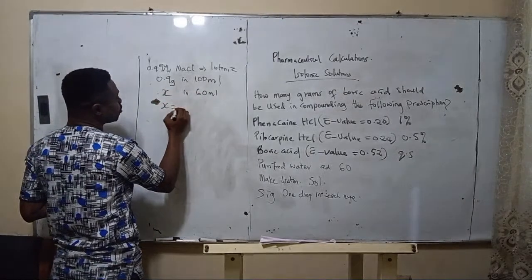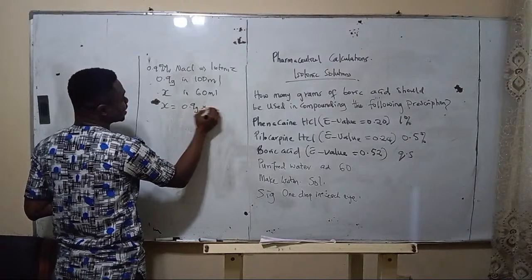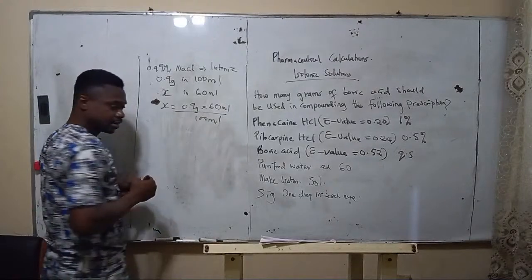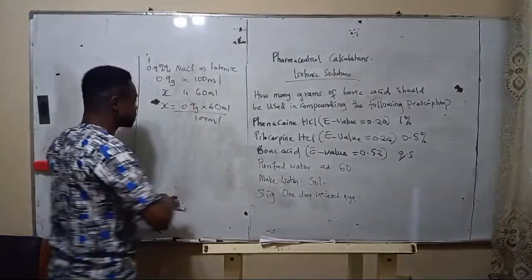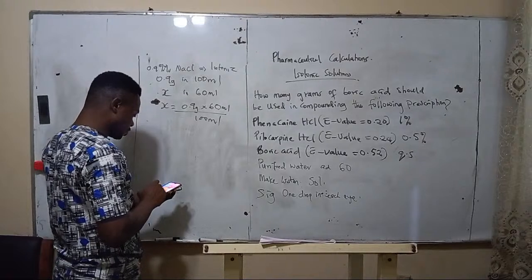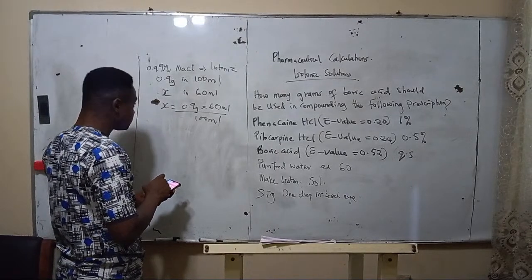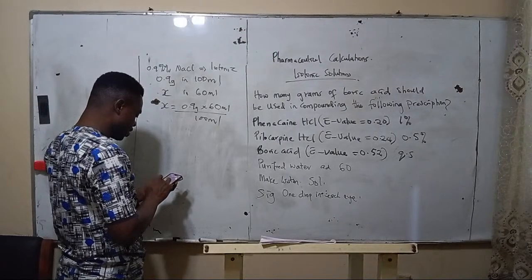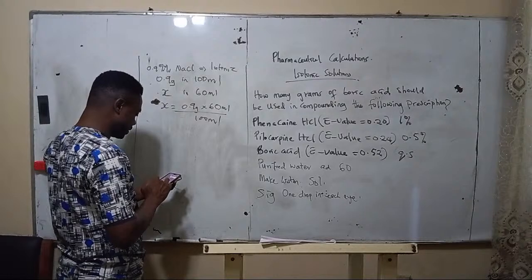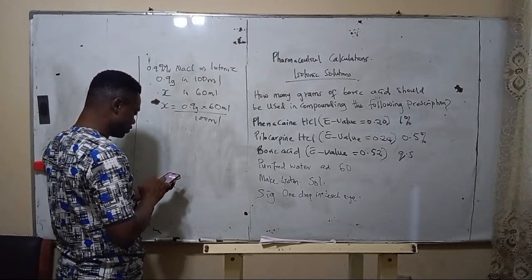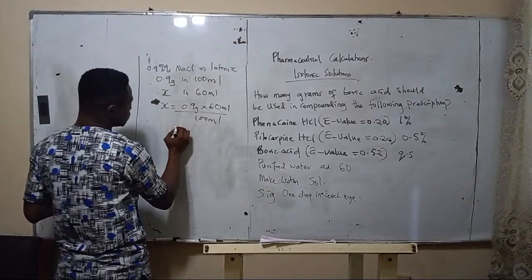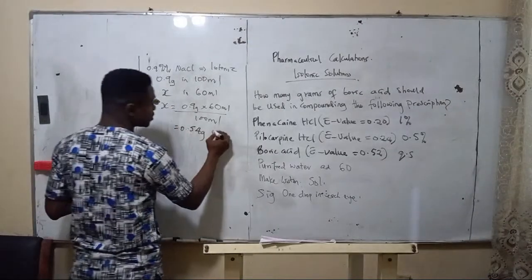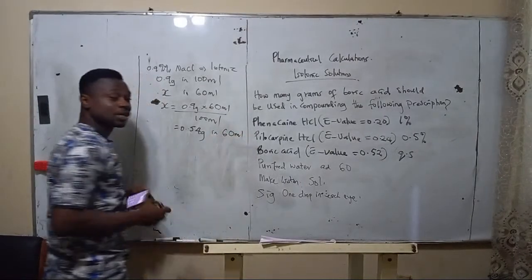So X is equal to what? 0.9 gram times 60 ml all over what? 100 ml. No time to waste. Let me punch this. So we have 0.9 times 60 divided by what? 100. So 0.54. So 0.54 gram of sodium chloride in 60 ml will be what? Isotonic.